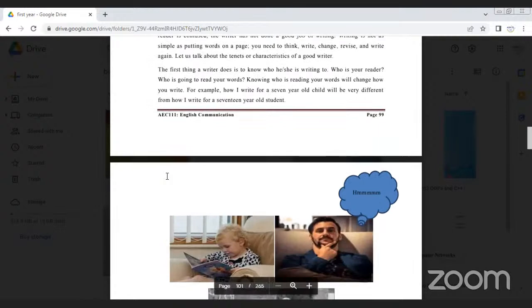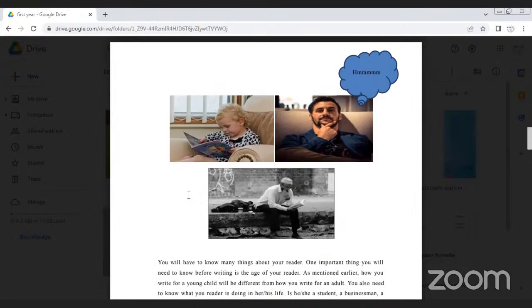The first thing a writer does is to know who he or she is writing to. Who is your reader? Who is going to read your words? Knowing who is reading your words will change how you write. For example, how I write for a 7 years old child will be very different from how I write for a 17 years old student.